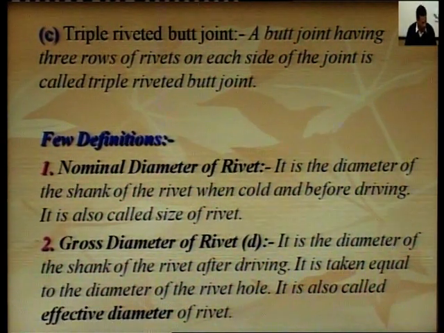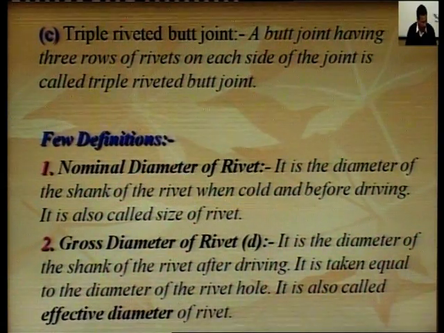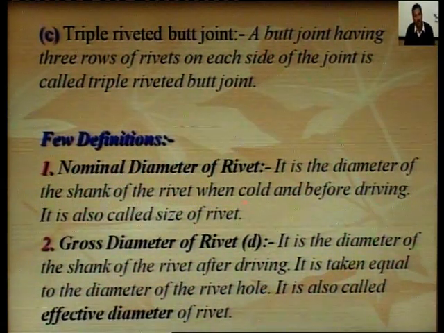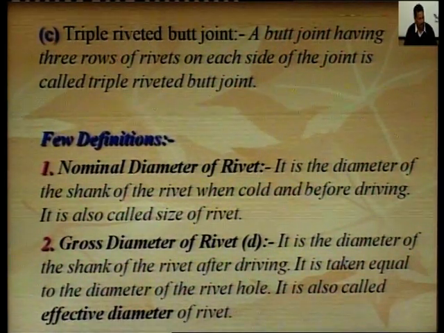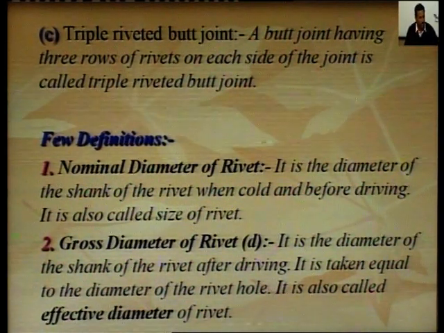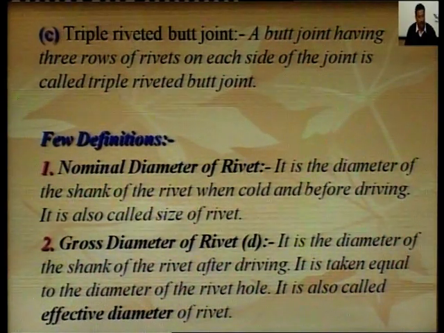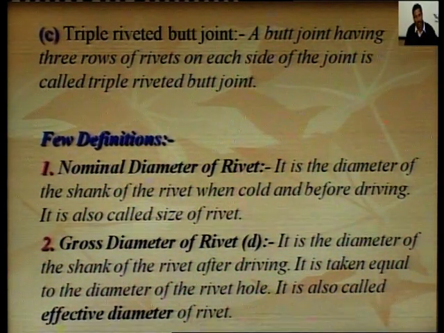A joint that consists of three rows of rivets on both sides is called a triple riveted joint. So, a few definitions are there. Next topic, next point. These definitions are regarding the nomenclature used in the riveted connection.